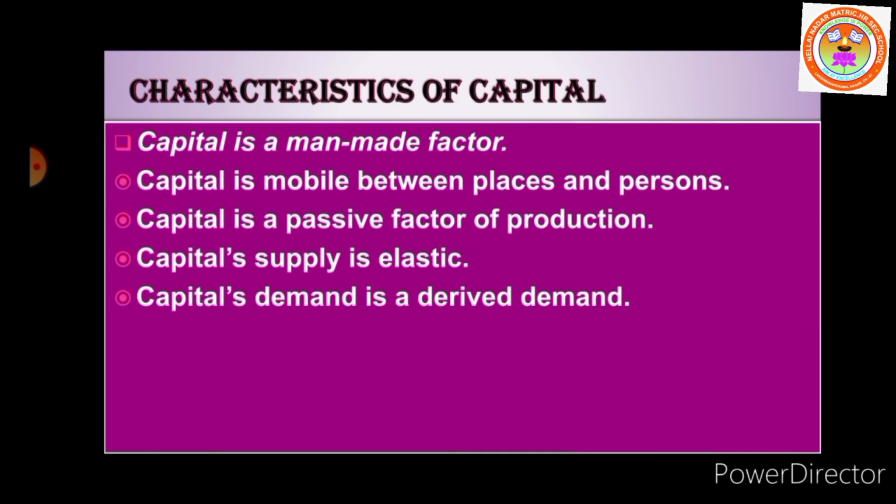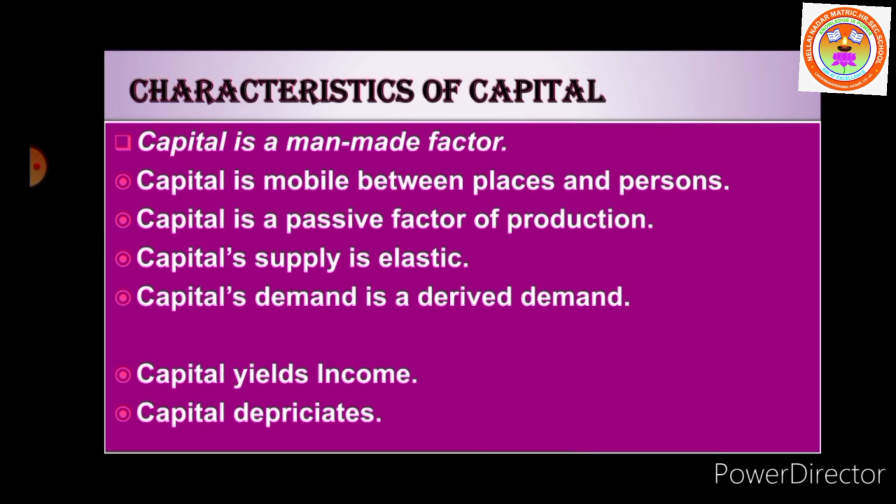Next, let us see capital supply is elastic. Capital's supply is elastic. The elasticity of capital is high. Its supply can be adjusted quickly and easily depending on the demand. Capital demand is a derived demand. Capital is durable. Capital yields income.